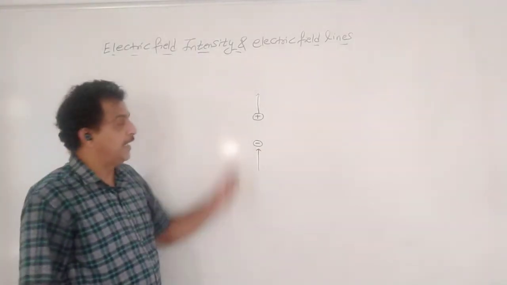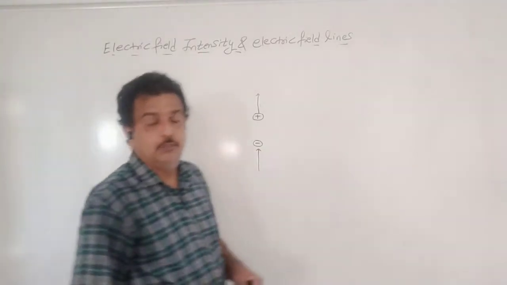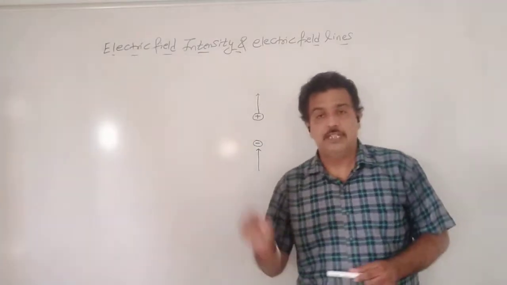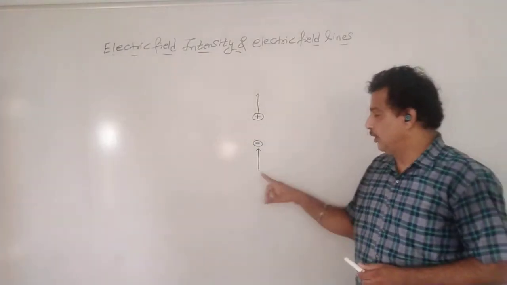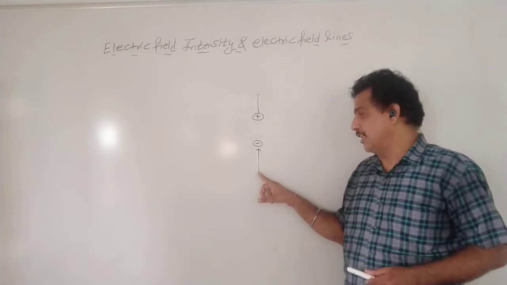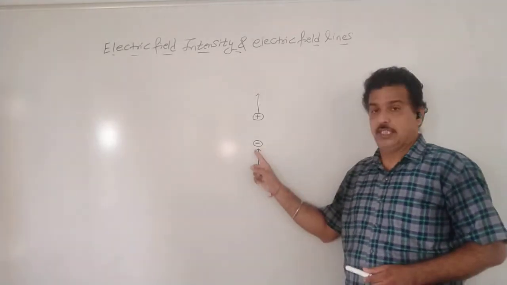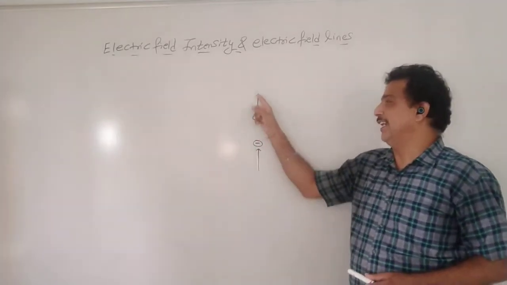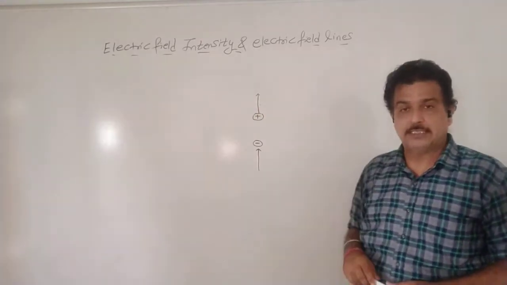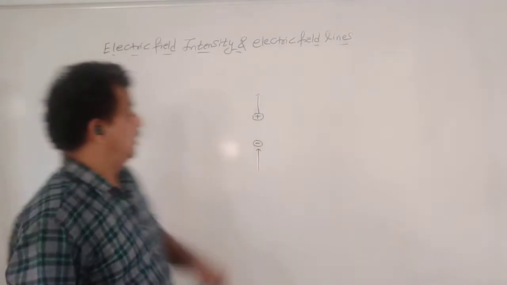Arrow always indicates the path where the test charge will move if it is allowed to move freely. So this point indicates if I place a test charge here, it will move towards the negative charge. If I place a test charge anywhere at this point, it will move away. Test charge is taken as positive. So these are the field lines.